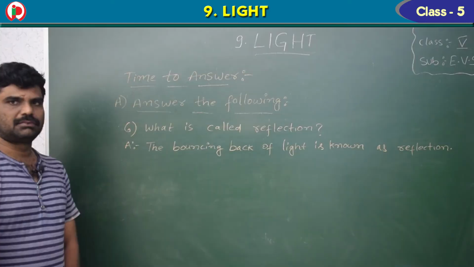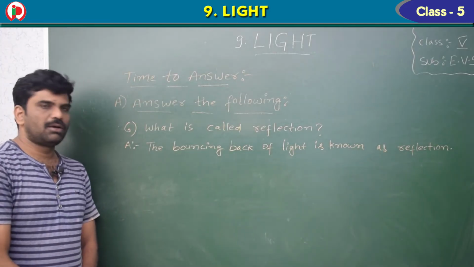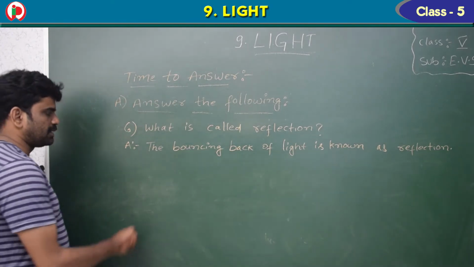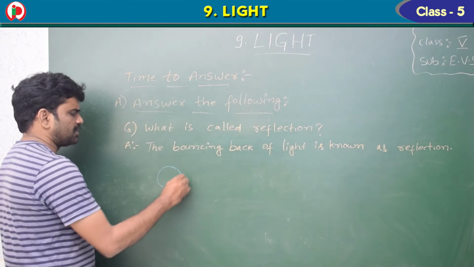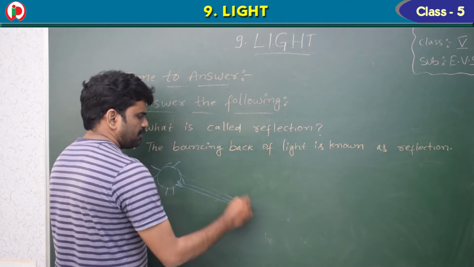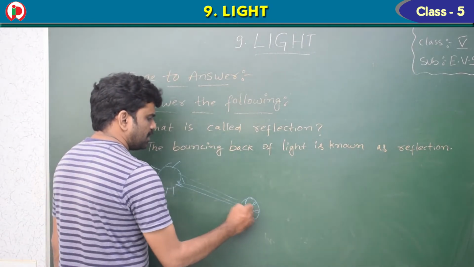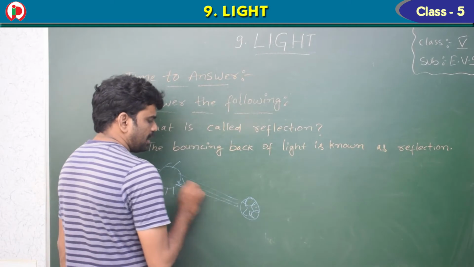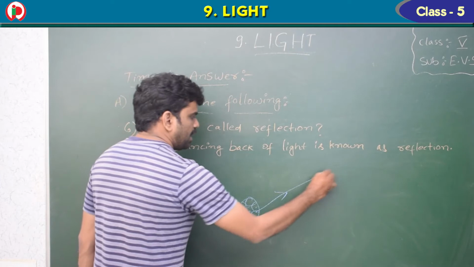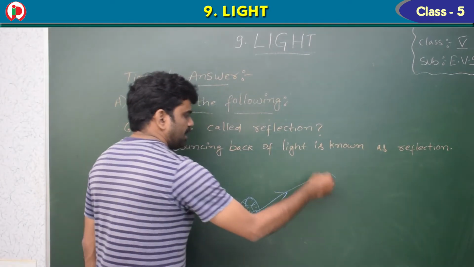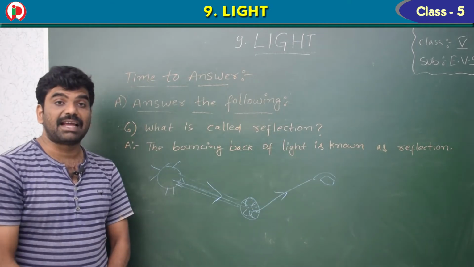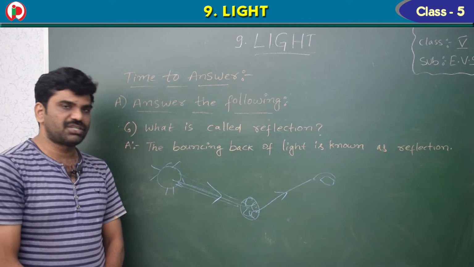Okay. Children, now see the sixth question. What is reflection? The bouncing back of light. So here see, this is the sun, children. When the sun rays fall on any object, the light bounces back and falls on the eye, and now we are able to see. So the bouncing back of light is called reflection. What is that? Reflection.